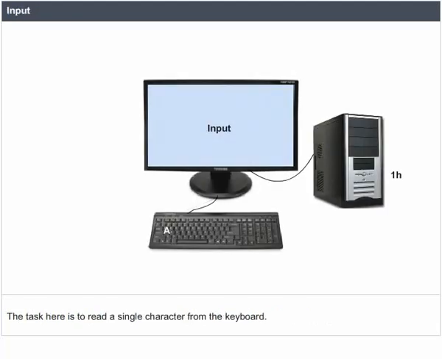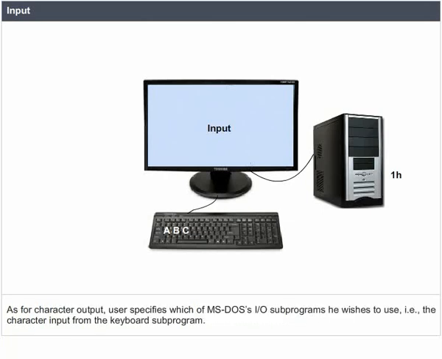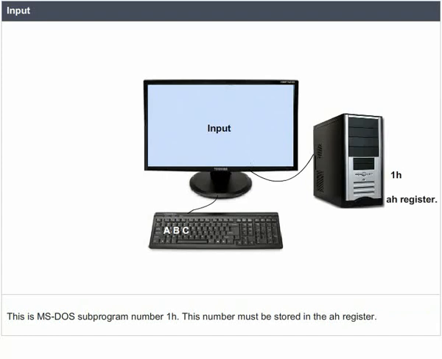The task here is to read a single character from the keyboard. There are also 3 elements involved in preparing character input. As for character output, user specifies which of MS-DOS's input-output subprograms he wishes to use. That is, the character input from the keyboard subprogram. This is MS-DOS's subprogram number 1H. This number must be stored in the AH register. User calls MS-DOS to carry out the input-output operation using the INT instruction. As for character output, the MS-DOS subprogram uses the AL register to store the character it reads from the keyboard.